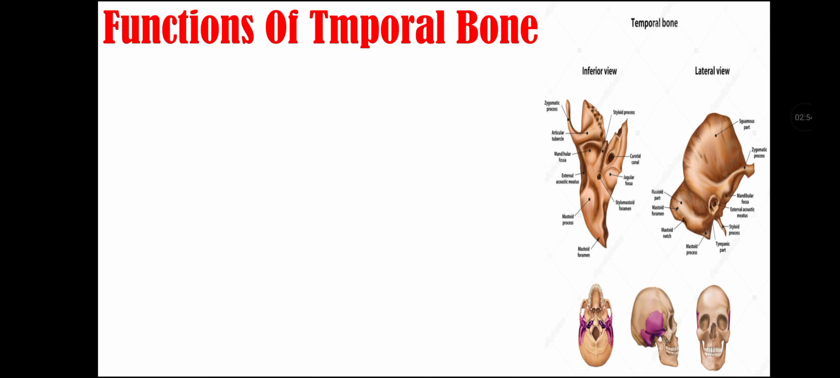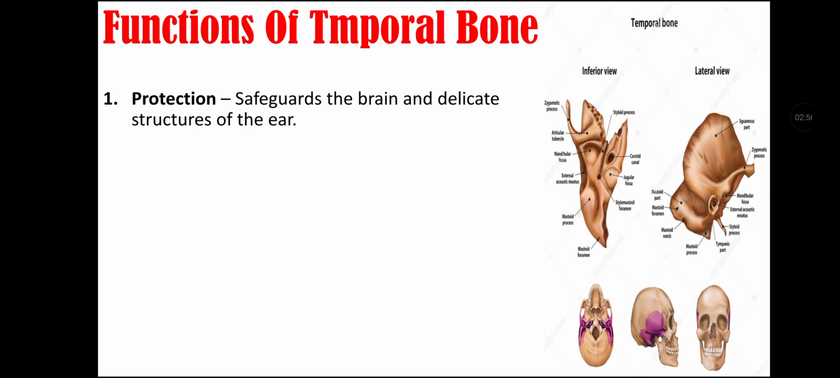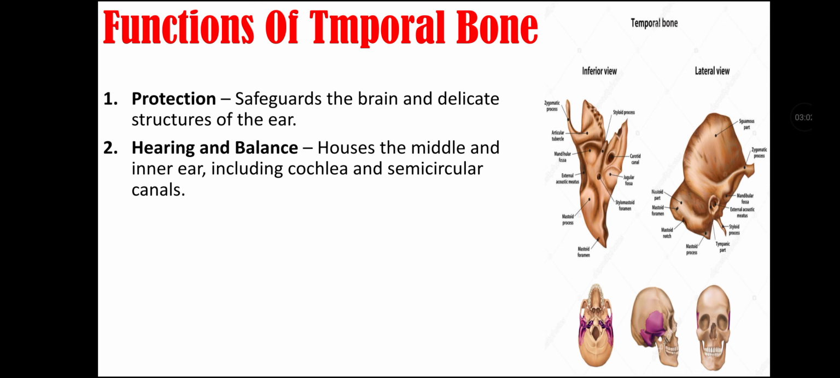Functions of temporal bone are: first function is protection, as temporal bones safeguard the brain and delicate structures of the ear. Second function is hearing and balance, as temporal bone houses the middle and inner ear that include cochlea and semicircular canals that are basically the organs of hearing and balance.